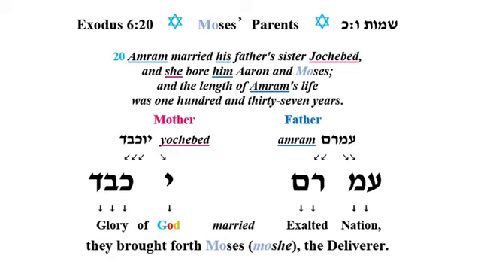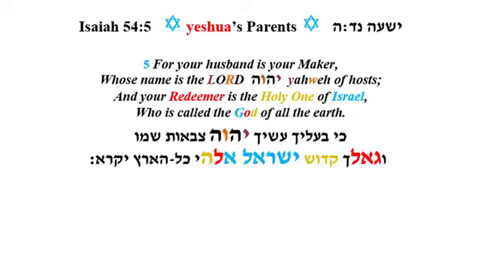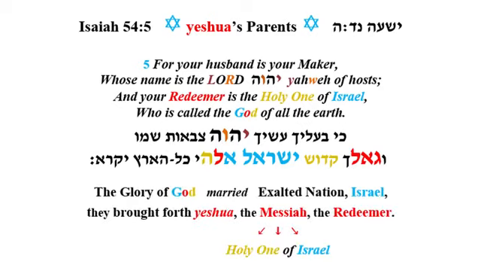If you jump forward, look at this one. Isaiah 54:5. It says, "For your husband is your maker, whose name is Yahweh of hosts. And your Redeemer is the Holy One of Israel, who is called the God of all the earth." In this you have the glory of God marries an exalted nation. The exalted nation is Israel. And they bring forth Yeshua, the Messiah, the Redeemer. And the Messiah is the Holy One of Israel. That's what Messiah is. Okay?